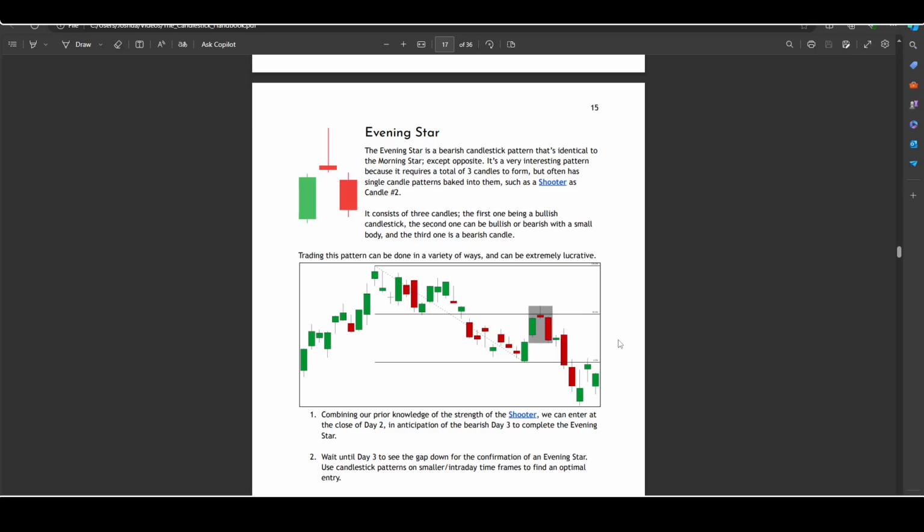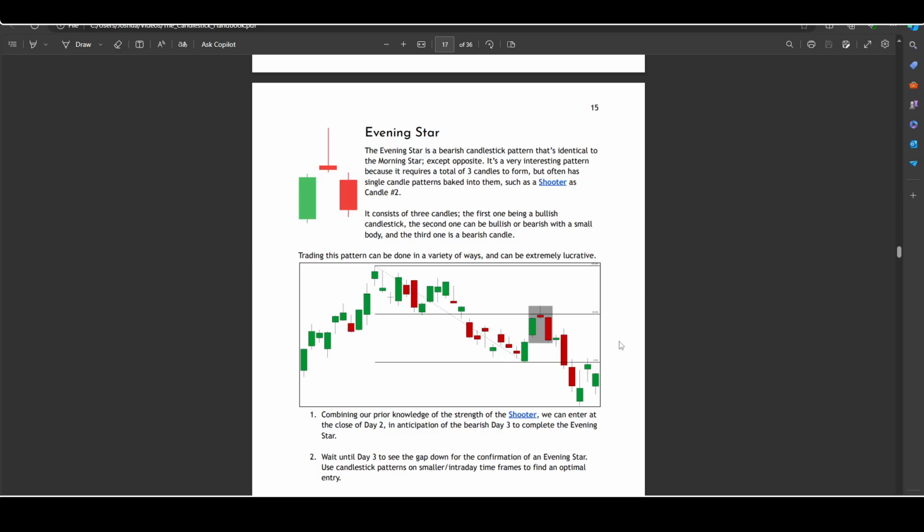The evening star is a bearish candlestick pattern that's identical to the morning star except opposite. It's a very interesting pattern because it requires a total of 3 candles to form, but often has single candle patterns baked into them, such as a shooter as candle number 2. Again, the opposite of the bullish hammer, the bearish hammer popping up. It consists of 3 candles, the first one being a bullish candlestick, the second one can be bullish or bearish with a small body, and the third one is definitely going to be a bearish candle.